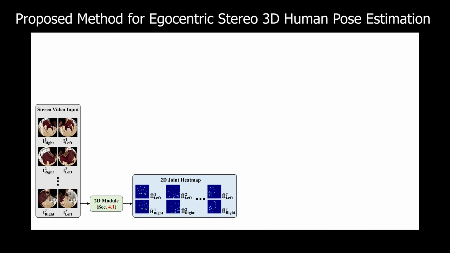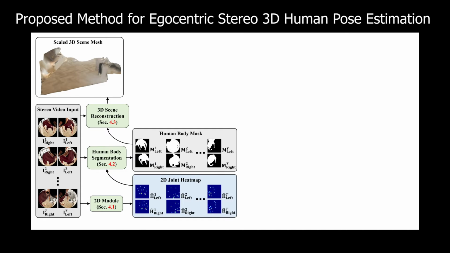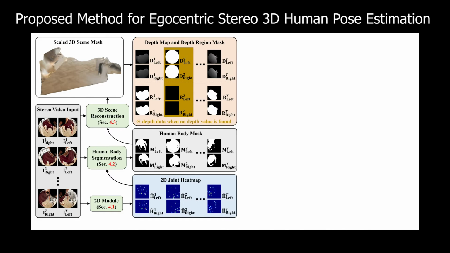The proposed framework is designed to leverage scene information and the temporal context of egocentric stereo videos. Firstly, the framework takes an egocentric stereo video as input. From those, the 2D module estimates 2D joint heat maps. The estimated heat maps and the input videos are then processed in the segmentation module to obtain 2D human body masks. Next, we use uniformly sampled windows of input frames and human body masks to reconstruct a 3D scene via structure from motion. Here, we render depth maps and depth region masks from the reconstructed mesh.